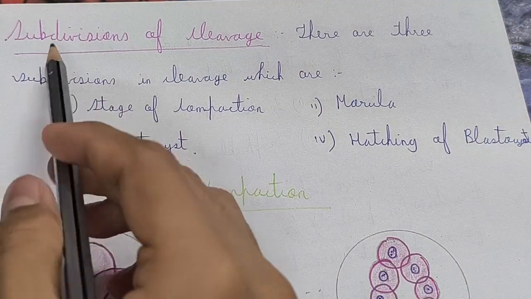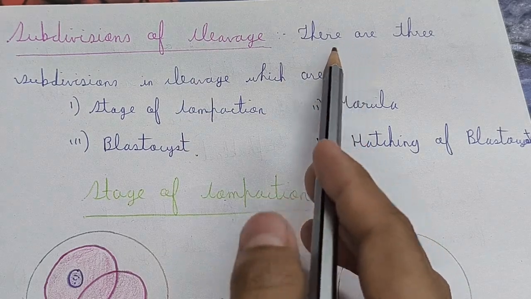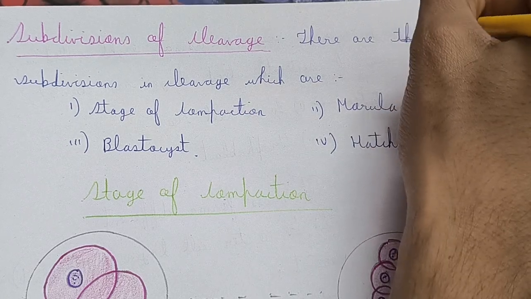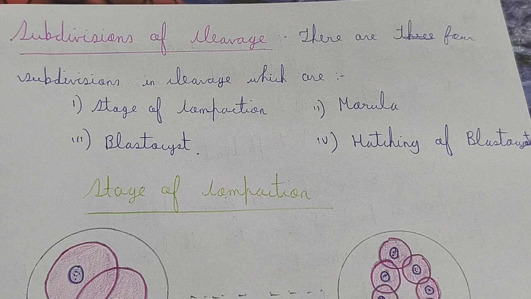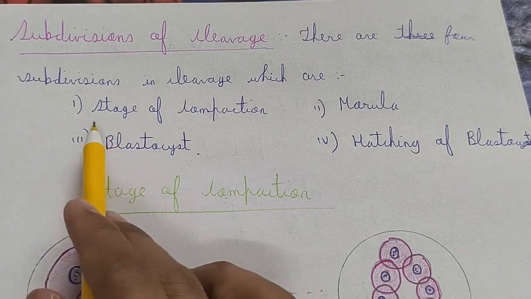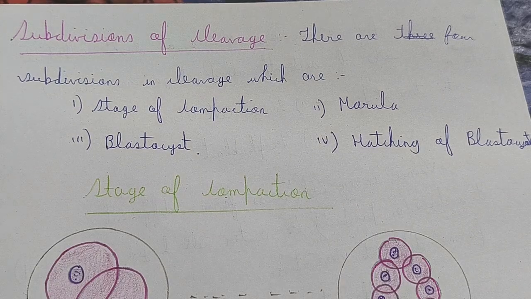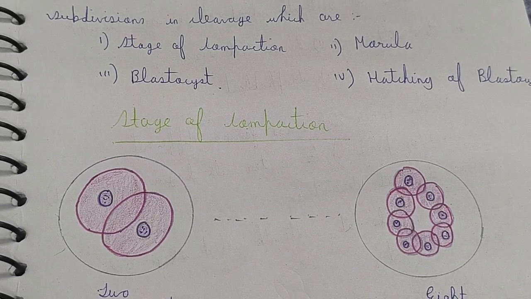So now I am going to explain the subdivisions of cleavage. There are 4 subdivisions, not 3; earlier it was 3, but there are 4 subdivisions in cleavage. The first one is the stage of compaction, second morula, third blastocyst, and the fourth one is the hatching of blastocyst.